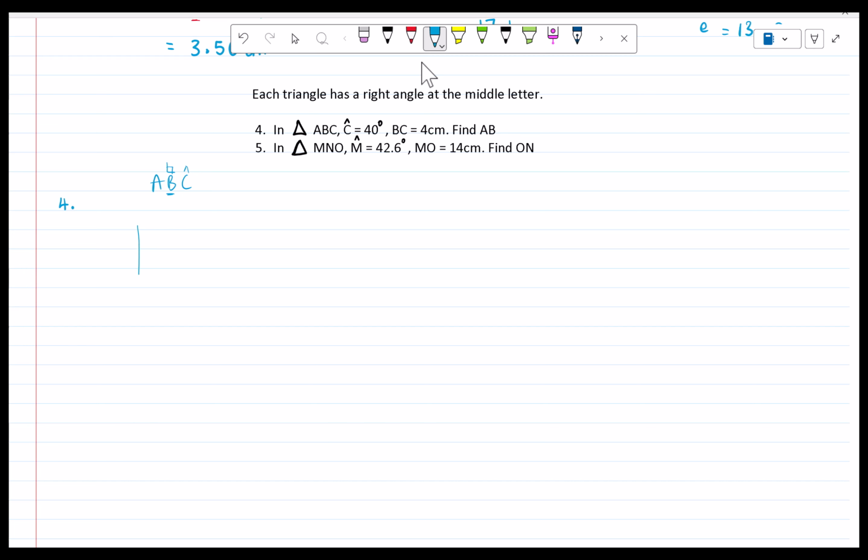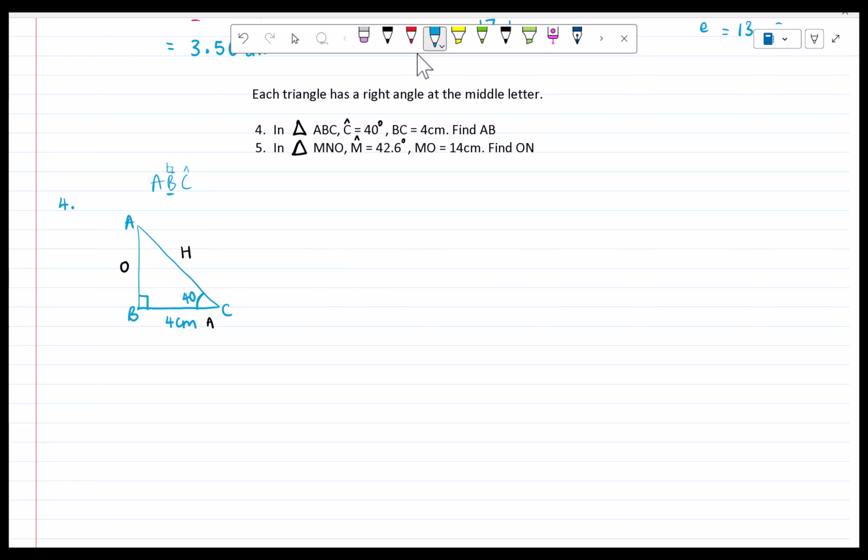So if I'm going to have my triangle sketched like this, and I have A, I have B, and I have C. The reason why I have B here is because that's the middle letter. So this is where I have my right angle. And then the angle C is 40. It means where we have C, this is the angle that we are talking about, which is 40 degrees. And we're told that BC, which is this length from B to C, is 4 centimeters. And this is the information that we are going to make use of. So this side AB, the one that we want to find, that is the opposite. This is the hypotenuse, and this is the adjacent.